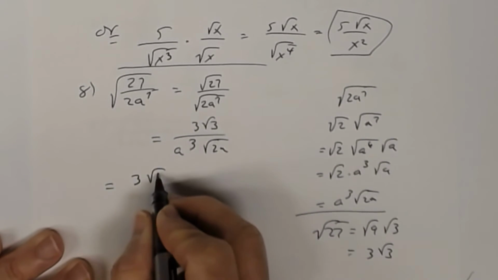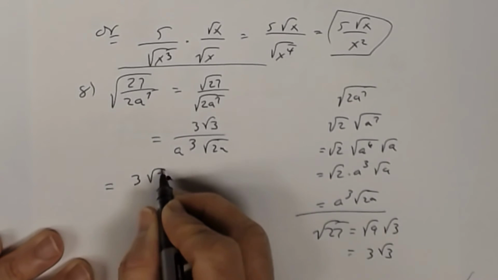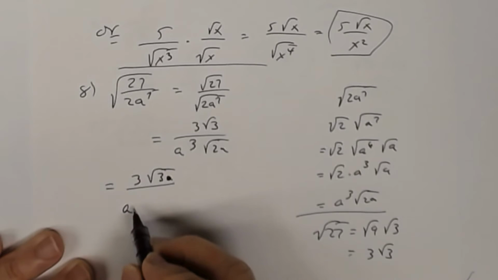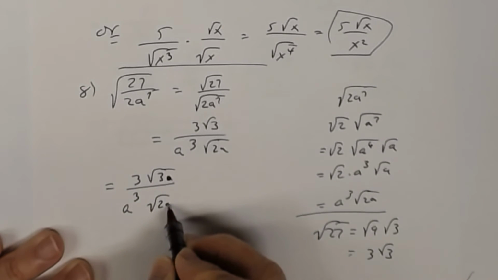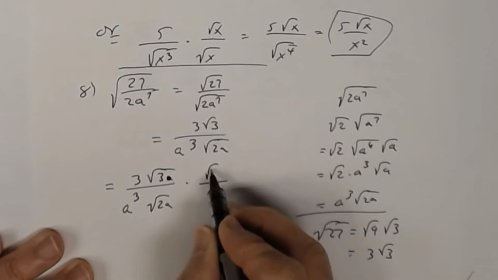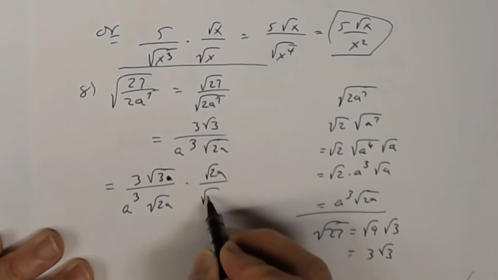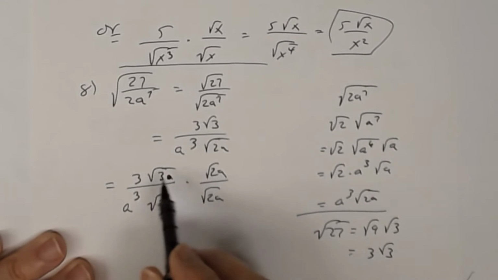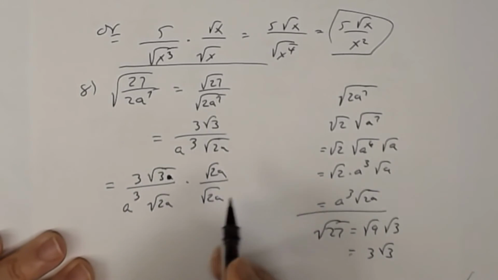So I get 3 square root of 3. 3 times the square root of 3, that's just 3 now, divided by a cubed times the square root of 2a. So I'm going to say times the square root of 2a times the square root of 2a. All right, now let's go ahead and multiply the numerators and multiply the denominators.